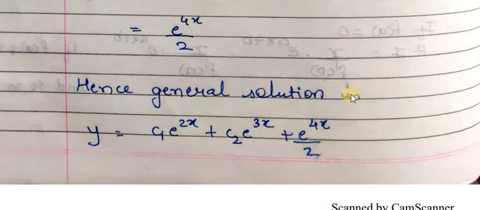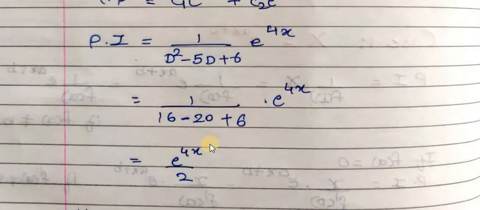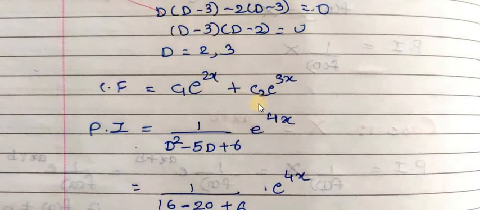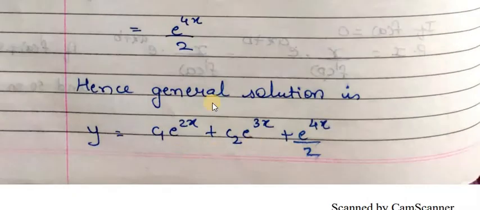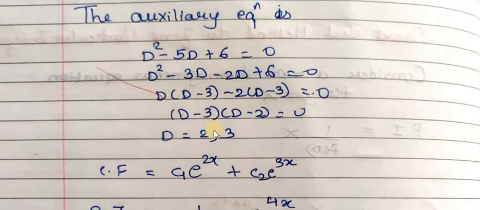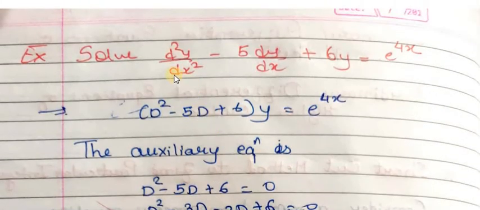So the general solution is y equals CF plus PI, and CF is C1 e raised to 2x plus C2 e raised to 3x. Then after that, PI is plus e raised to 4x by 2. So this is the general solution of the differential equation.